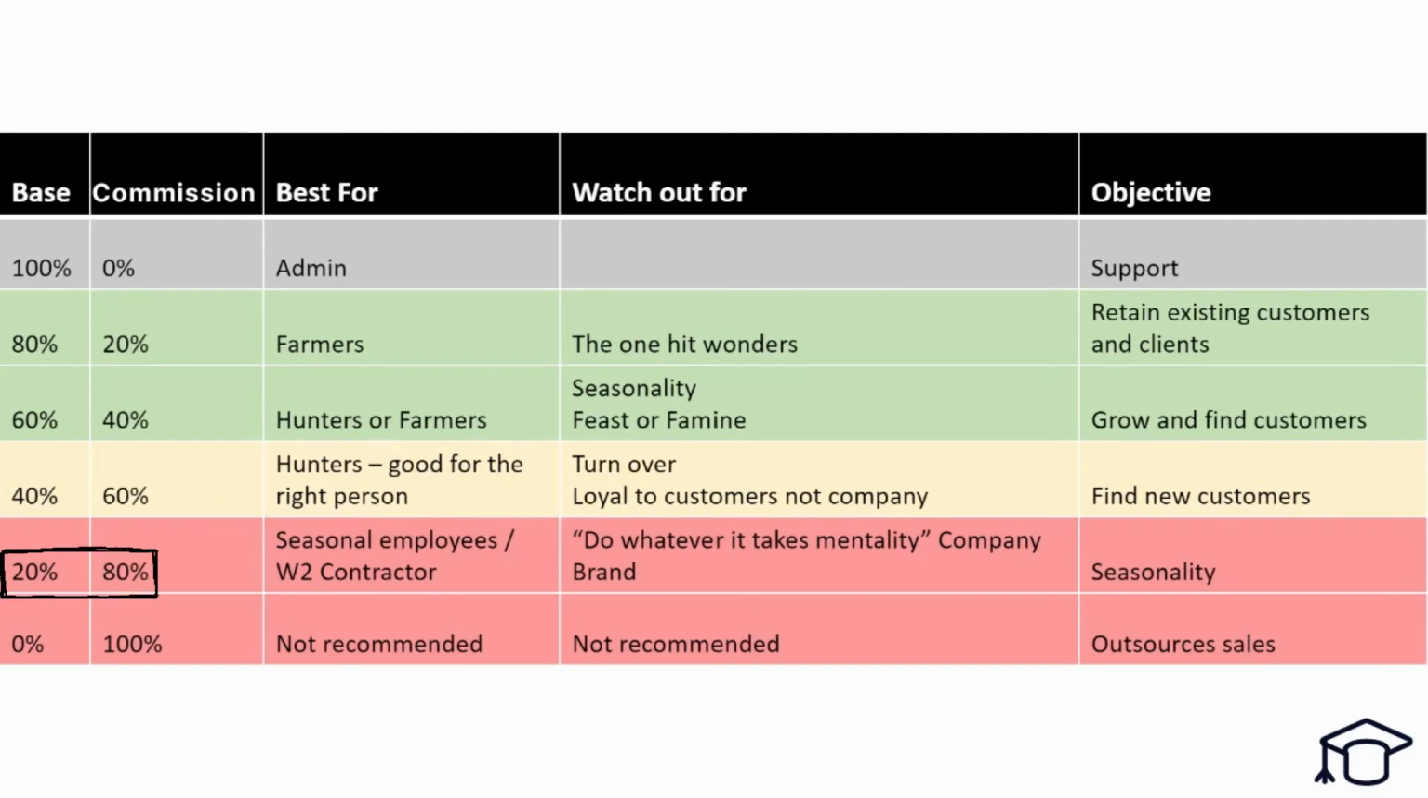Next is a 20% base pay and 80% commission. We label this in red because it's rare that we'd recommend this type of compensation structure. However, if you have seasonal employees or contractors who are trying to outsource sales quickly, maybe due to a weather event that requires a fast return, then this plan might work for you.